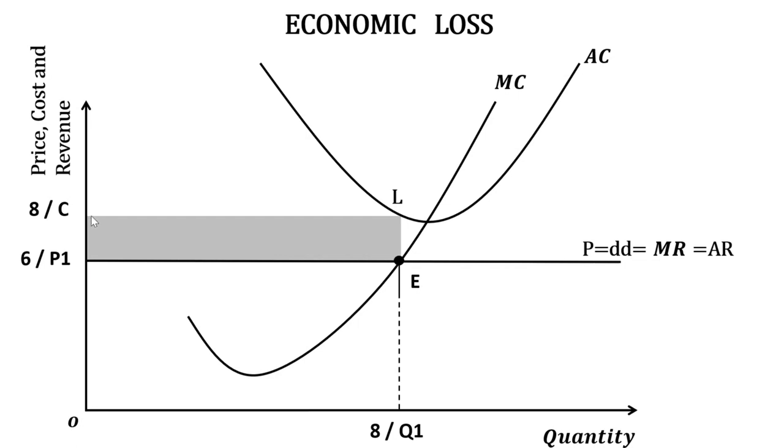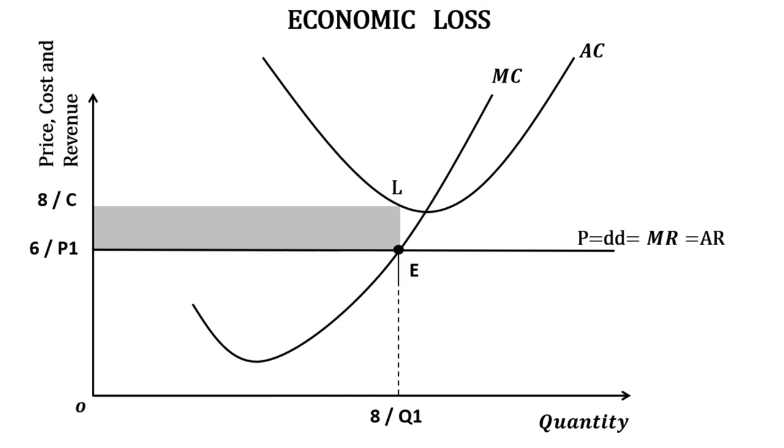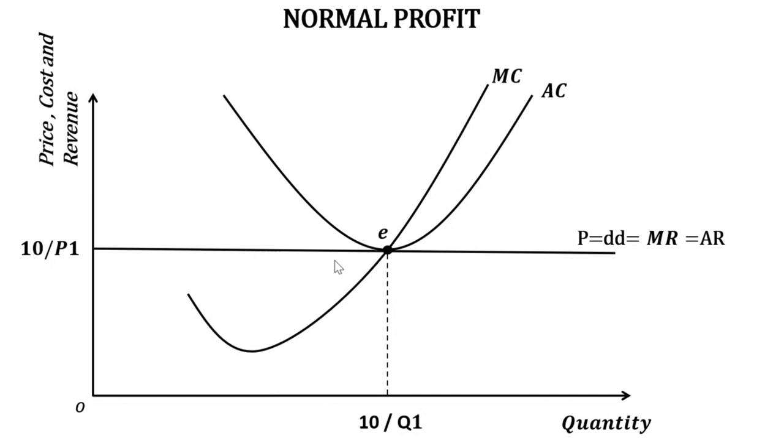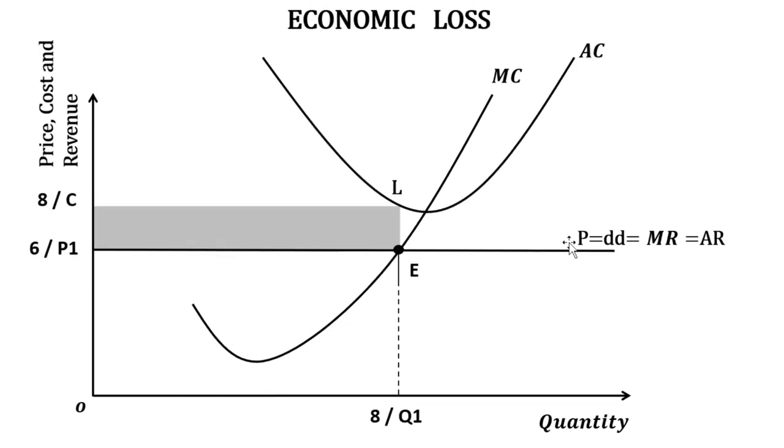You can even do it this way. Can you see your cost and your income? So your revenue is 6 Rand. Minus 8 will give you minus 2. Minus 2 Rand times 8 will give you minus 16. So this shaded area indicates economic loss, minus 16 Rand loss. Now, important to know, just to end off, let's look at the following. When the average cost curve is tangent to the average revenue curve, we make normal profit. When the average cost curve lies below the average revenue, we make economic profit. And when the average cost curve lies above the average revenue curve, we are making economic loss.